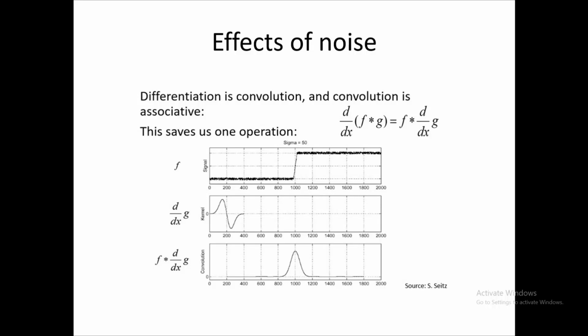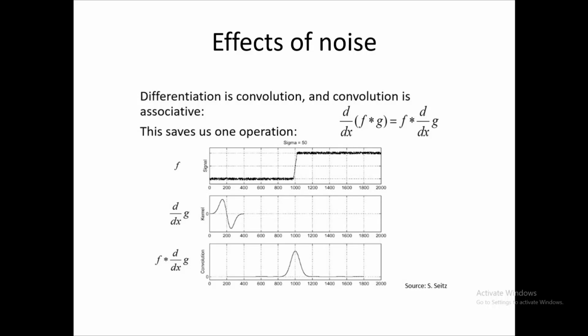So this will save us operations. What we do is take g and take the derivative of g. When we apply that function directly to f, we get the same result that we got last time, which has to be because of the associative property, since derivatives and filtering are linear operators.